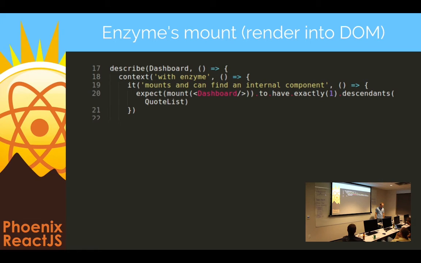All right, so here's, just to show you the equivalent, here's how we can mount into the DOM. And I like this syntax, you know, we expect the dashboard to have exactly one descendant of type police. That's pretty cool.